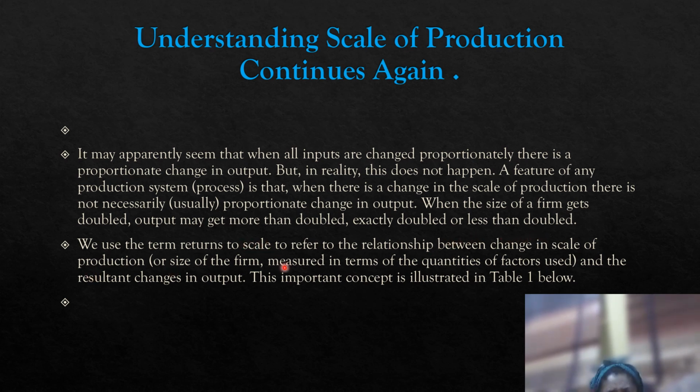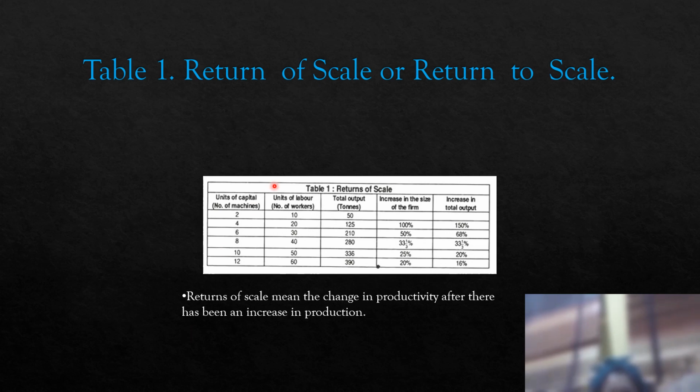We use the term returns to scale to refer to the relationship between change in scale of production or size of the firm measured in terms of quantities of factors used and the resultant changes in output. This important concept is illustrated in the table 1 below. So we look at the table below.